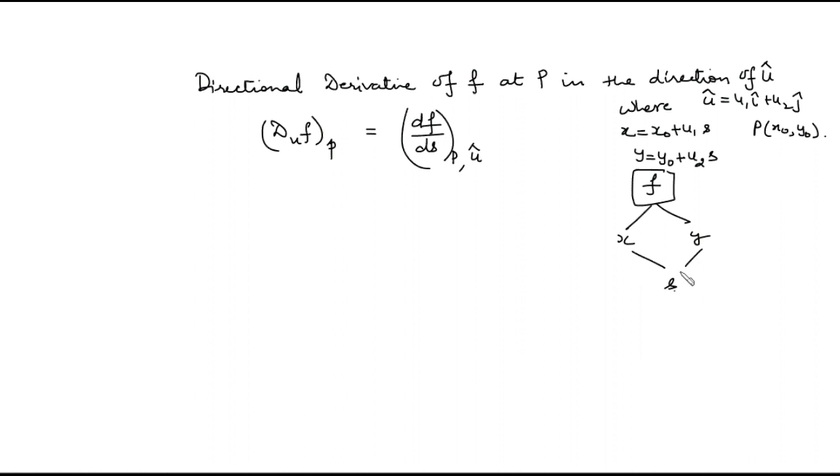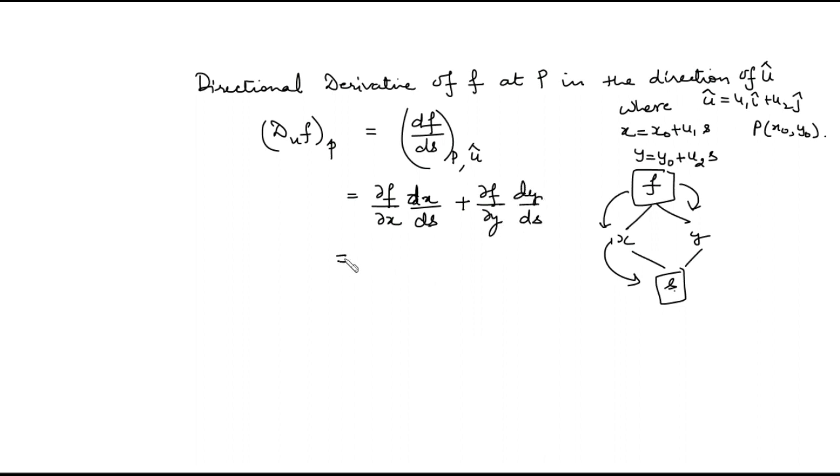So if you want to find its derivative with respect to s, we can apply the chain rule. Take its partial derivative with respect to x, then take the derivative of x with respect to s, plus take its partial derivative with respect to y, and then the derivative of y with respect to s. Now what is this value? What is dx by ds? This is nothing but u1. Similarly, dy by ds, this is u2. So you can substitute over here.